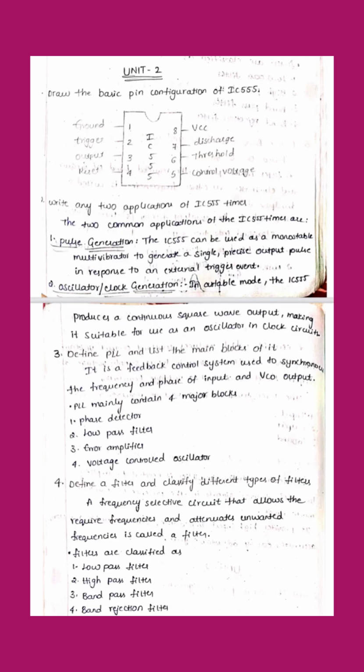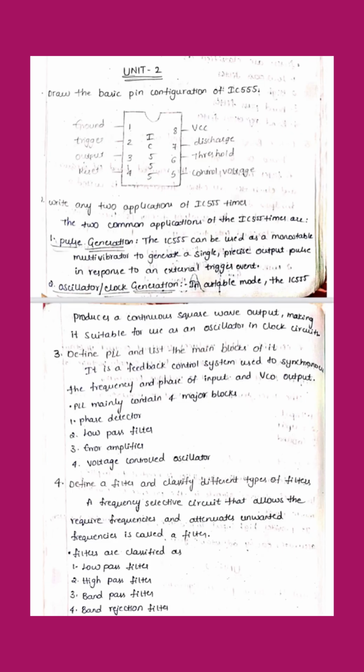Question number 4. Define a filter and classify different types of filters. A frequency selective circuit that allows a certain band of frequencies and attenuates unwanted frequencies is called a filter, and filters are classified into different types: low pass filter, high pass filter, band pass filter, band reject filter, and based on frequencies used we have a clear classification. You also add all that here.